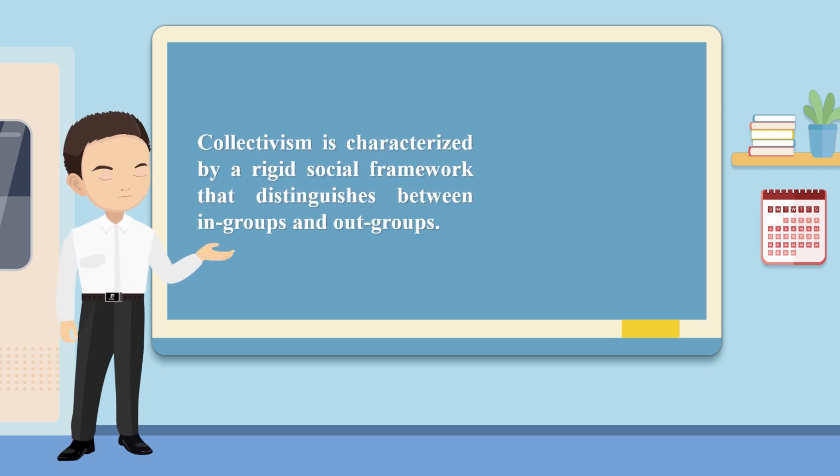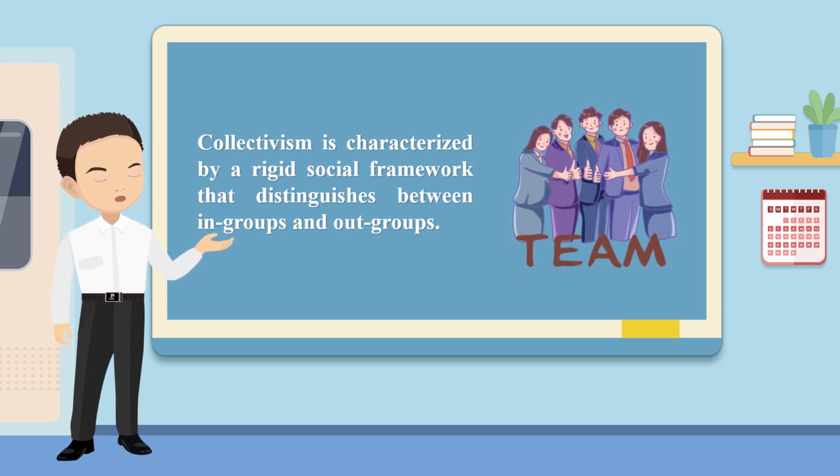Collectivism is characterized by a rigid social framework that distinguishes between in-groups and out-groups. People count on their in-group to look after them, and in exchange for that, they believe they owe absolute loyalty to the group.